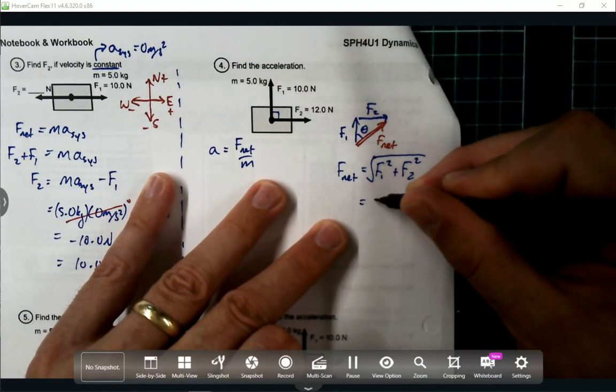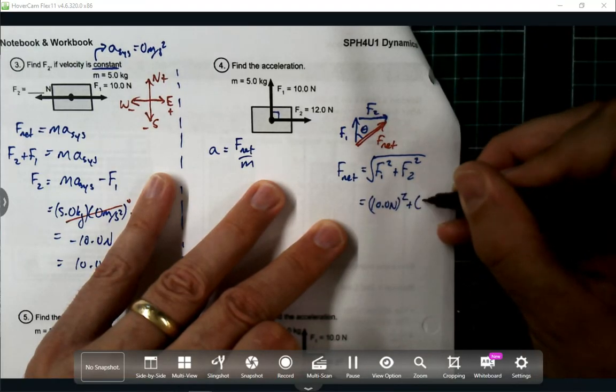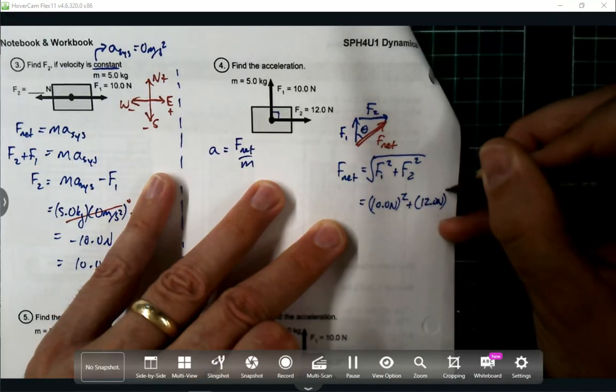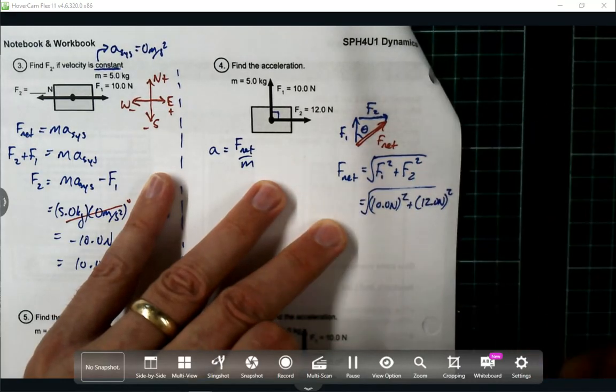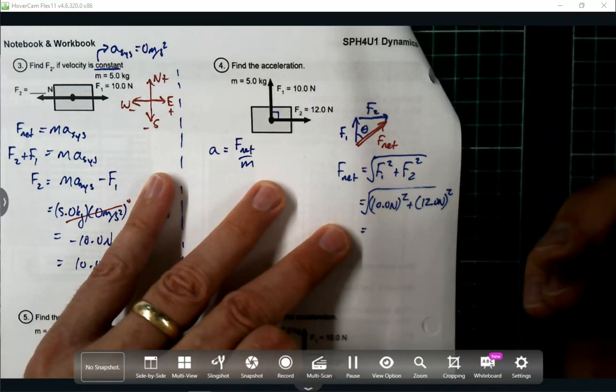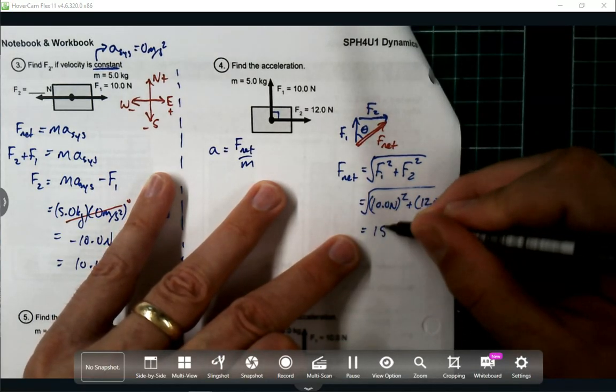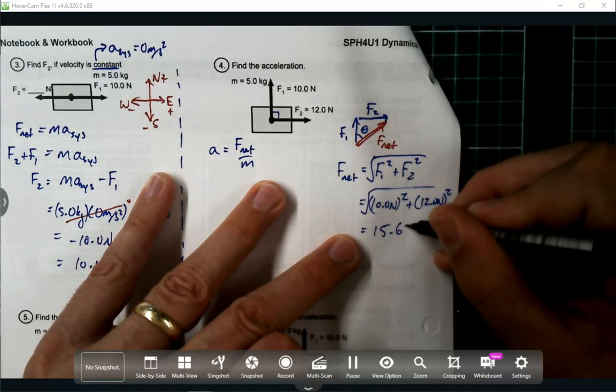Looks like it was 10.0 newtons squared plus 12.0 newtons squared, all rooted. And can somebody help me out? I got 15.62 in my notes. Yeah, get the thumbs up. So 15.62 newtons.